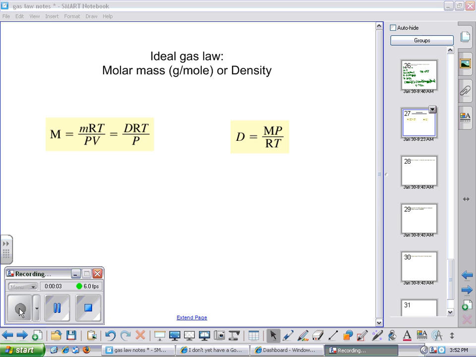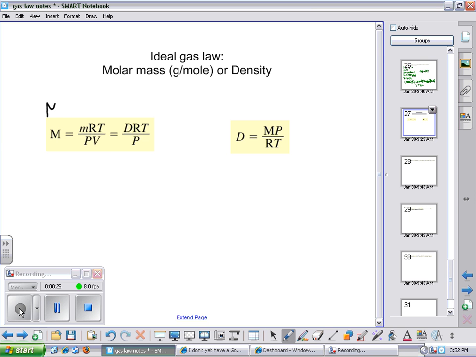Okay, this is our last lesson, and this one is also part of the ideal gas law. You don't have changing conditions again. You can take the original gas law, PV equals nRT, and you can rearrange that equation to create two other equations. One of them is to solve for molar mass, and the other one you can use to solve for density.